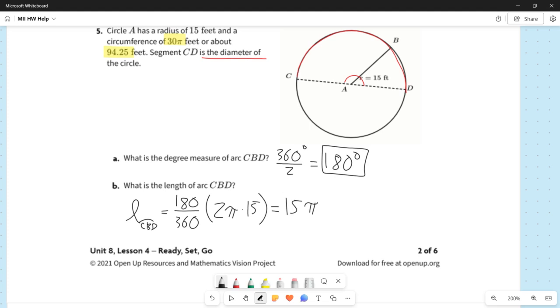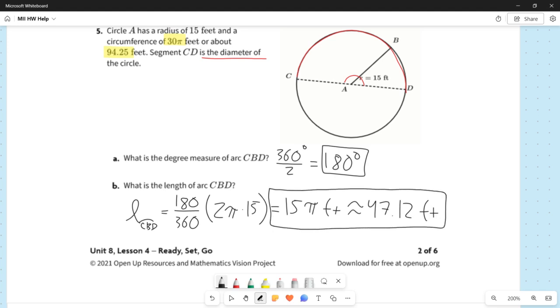And we're talking about feet in this case. So feet, and it's arc length, so it's a one-dimensional unit of measurement. And if we want an approximate answer here and we plug in for pi, we end up getting 47.12 feet. So we have both an exact answer and an approximate answer for the length of our arc CBD.